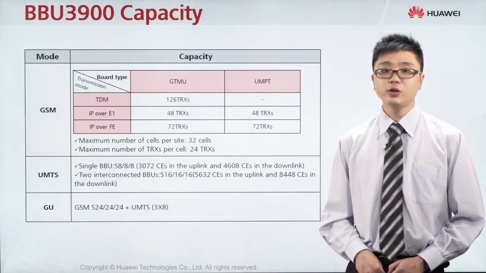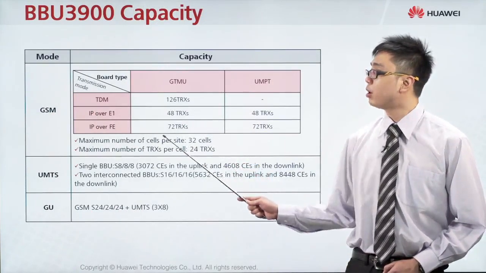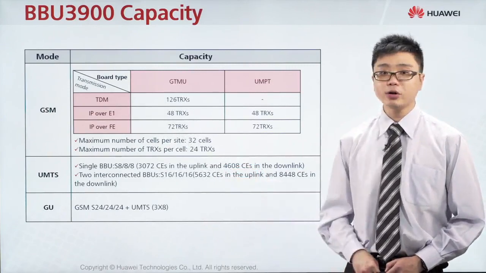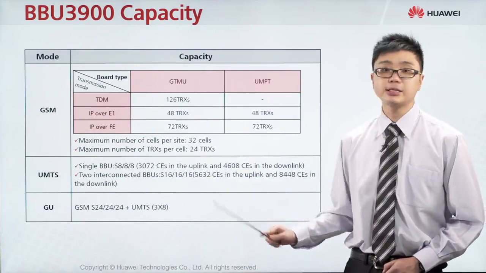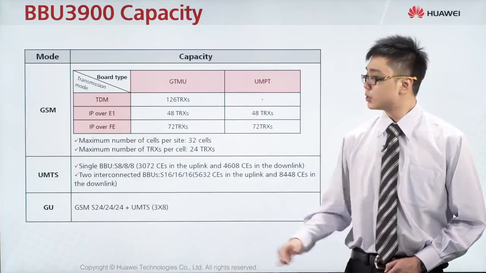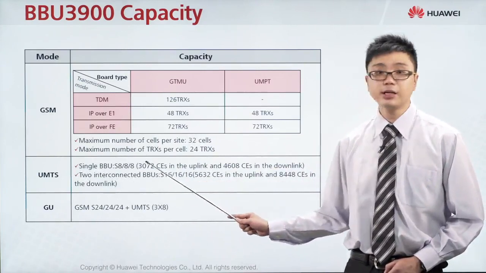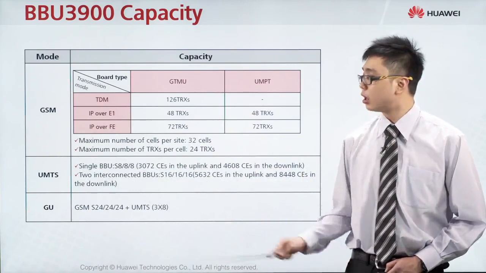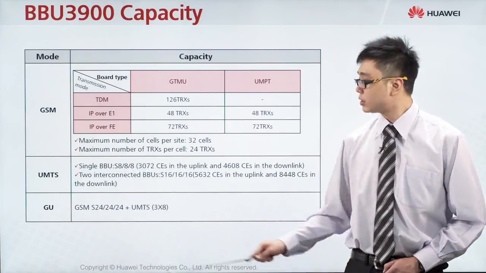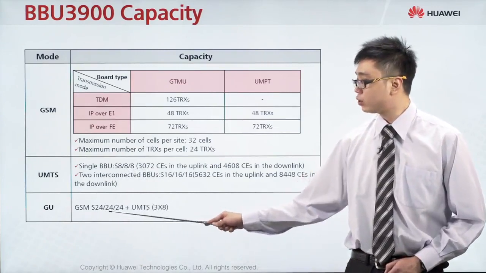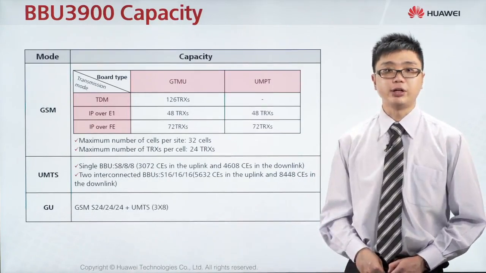This slide is showing you the BBU 3900 capacity, how many carriers it can support. Notice that if your GTMU board only supports IP transmission, then one GTMU board can support up to 72 TRX. In case you are using 3G, this is the capacity. Notice that a single BBU can support up to a total of 24 carriers. And if it is a GU combination, it can support in total 24, 24, 24 for each sector for 2G, and then for 3G, each sector is 8 carriers.